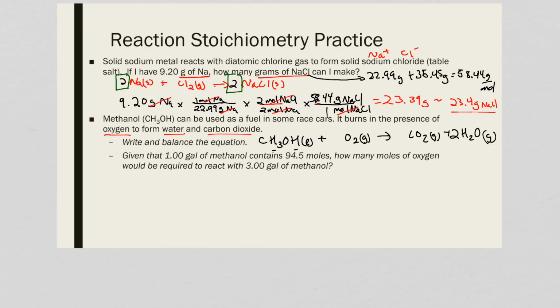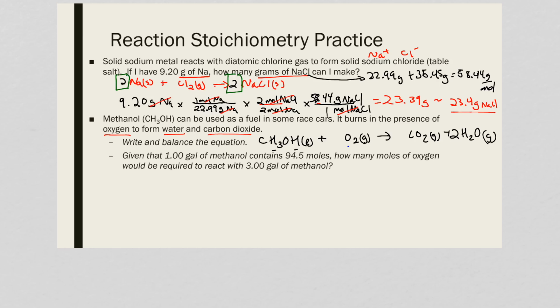Right? To balance that. Now let's check out the oxygens. Well, on the reactant side, I have 2 from my O2, but I can't forget about the 1 here in my methanol, so I really have 3 over here. And on the product side, I have 2 from my 1 CO2, 2 from my 2 water, so I have 4. So I have 4 and I have 3.